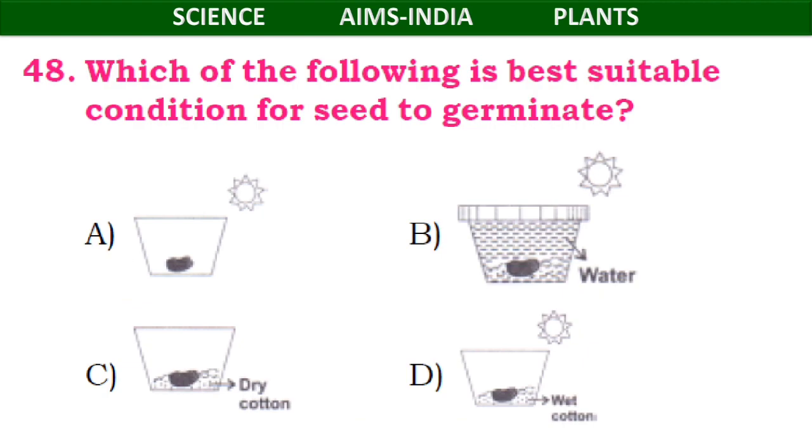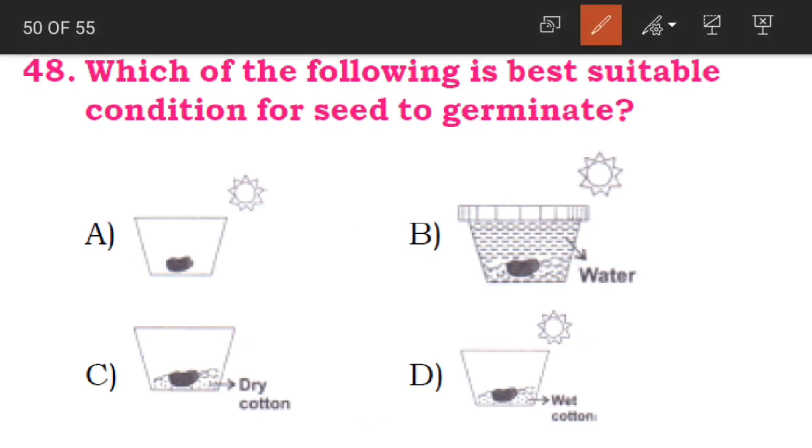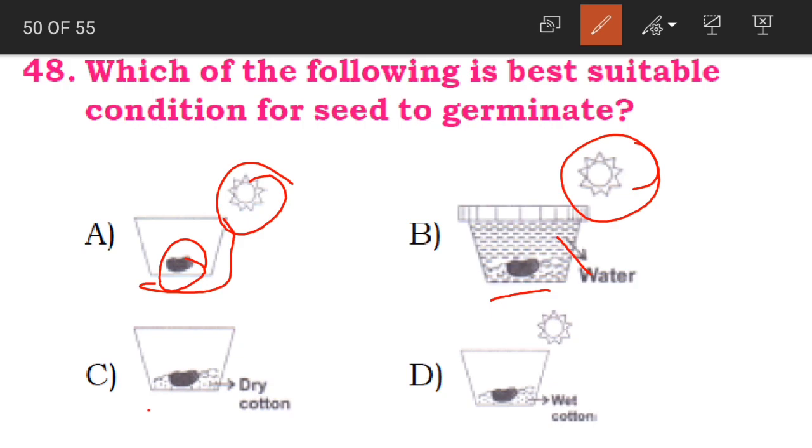Now here, the 48th question. Which of the following is the best suitable condition for a seed to germinate? Okay, so here you can see there is a container and there is sunlight and you have a seed, but there is no water and all that. In the second picture you have a container full of water and sunlight is also there. Third one, C option, a container is there, a seed is wrapped in dry cotton, and there is no sunlight.